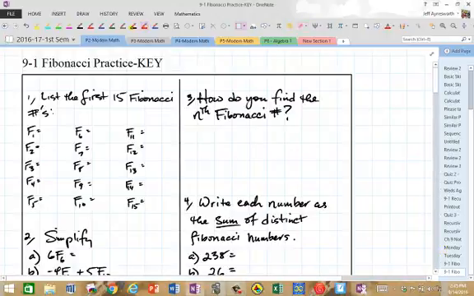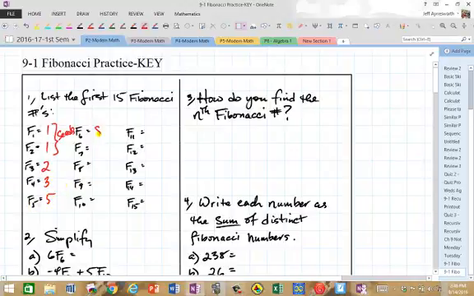Let's start off with the two seeds, okay? And the Fibonacci numbers start with the two seeds, 1 and 1. All right, remember that F1 and F2 here are called seeds. They're the starting values. Then you take them and add them together to get the next one. So 1 plus 1 is 2. So the third Fibonacci number is 2. All right, 1 plus 2 is 3. 2 plus 3 is 5. So the fifth Fibonacci number is 5.